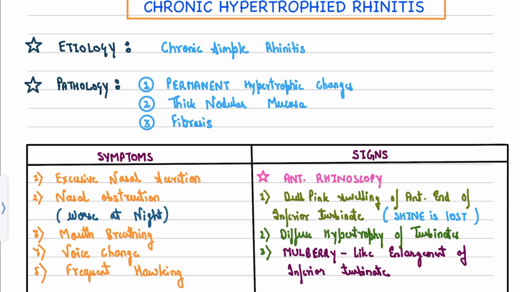So now let's discuss the symptoms and signs of chronic hypertrophic rhinitis. There is going to be excessive nasal secretion. There is going to be nasal obstruction, which typically the patient would present to you like, he would say the nasal obstruction worsens at night. The patient will breathe from the mouth. There's going to be voice change due to rhinolalia clausa, and finally the patient will complain of frequent hawking, that is, he will say that he's clearing his throat more often.